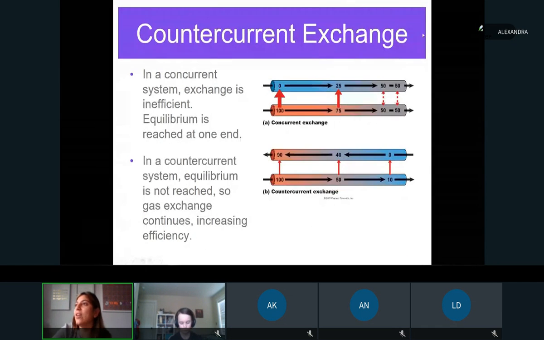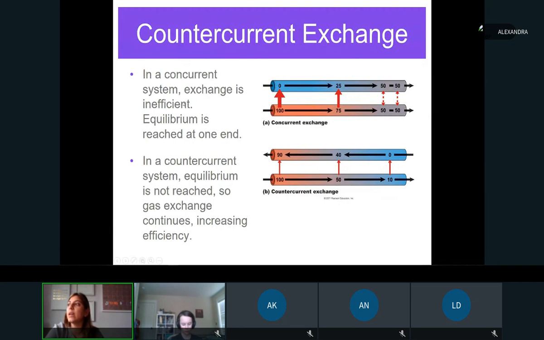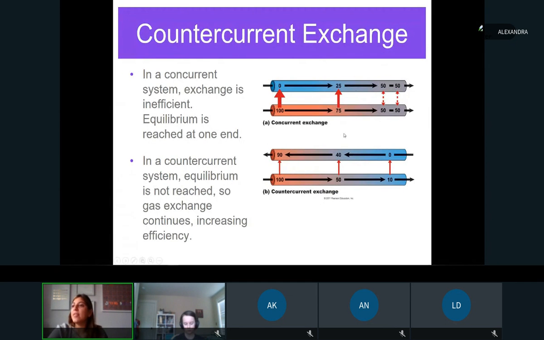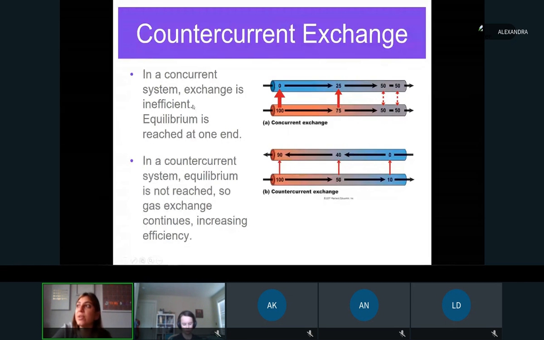But we have something called a countercurrent exchange. And so we have a concurrent exchange and then a countercurrent. And so this is two different ways that we exchange oxygen. So in a concurrent system, the exchange is inefficient, meaning that the equilibrium is reached only at one end. And then in a countercurrent system, the equilibrium is not reached. So gas exchange continues and then eventually increases the efficiency. Now, this isn't something that you'll necessarily need to remember, but it is good to know that there is this countercurrent exchange and a concurrent exchange. Okay.